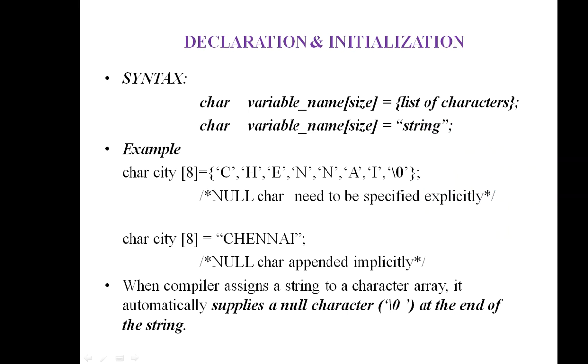If we are giving one more example, we will discuss. Char city of 8 is equal to 'C', 'H', 'E', 'N', 'N', 'A', 'I', and finally we go with \0. How many characters do we have in this? 1 2 3 4 5 6 7 plus 1. That is, for storing 7 characters we need a size of 8 bytes, because that 1 is always for the null character. And what is the alternate way of doing it? Char city of 8 equal to "Chennai", we are giving that within double quotes. Now this \0 will be automatically taken.